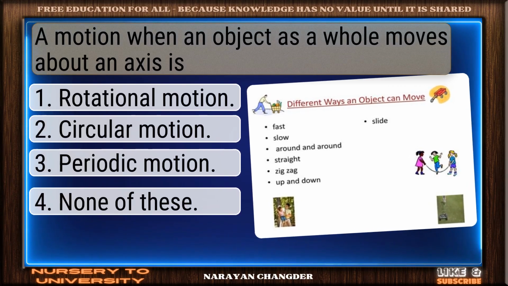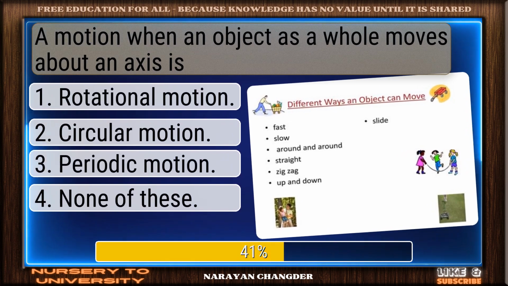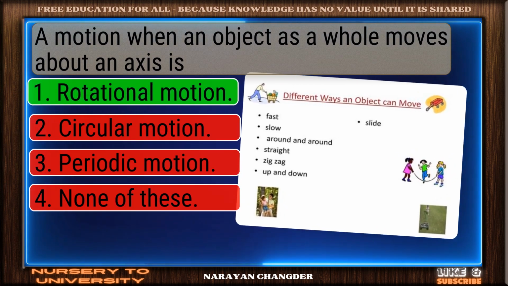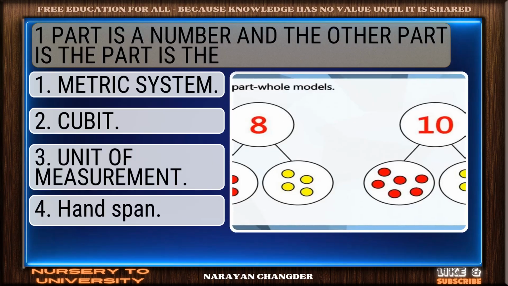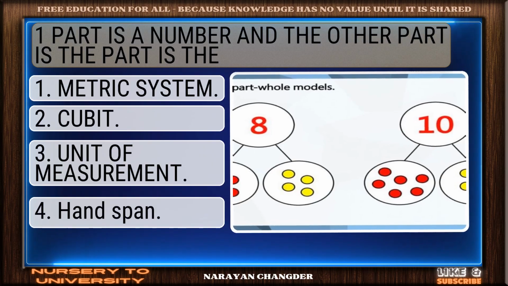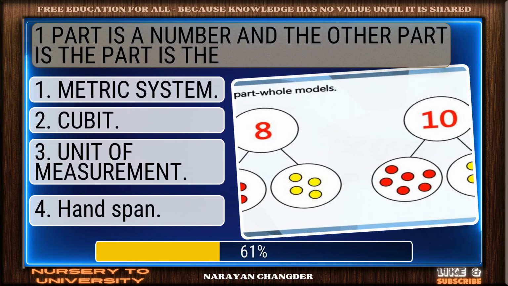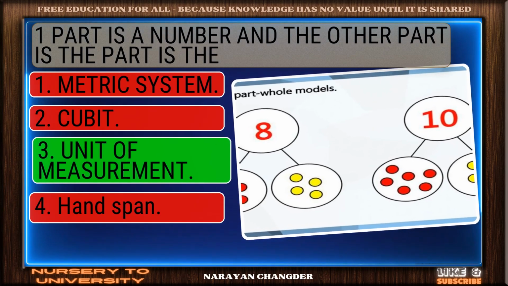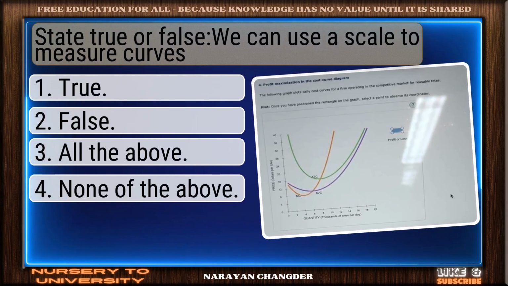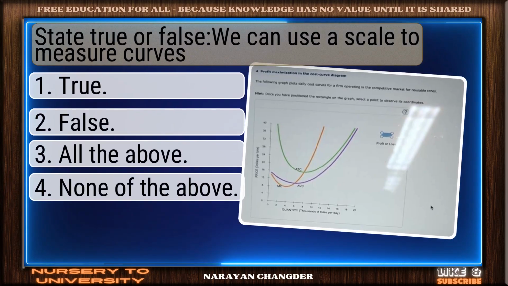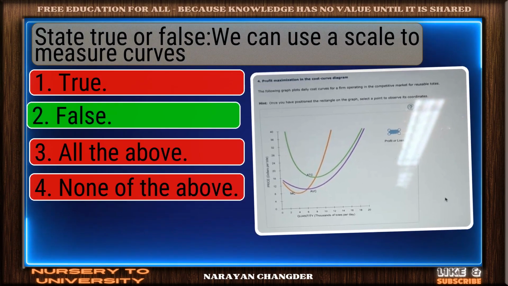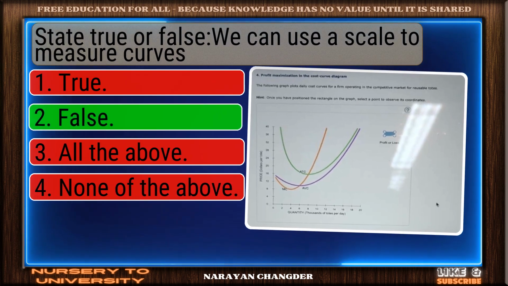A motion when an object as a whole moves about an axis is. Strong choice. Rotational motion is the right answer. One part is a number and the other part is the. Bravo. Unit of measurement is the answer. State true or false. We can use a scale to measure curves. Right choice. False is the best answer.